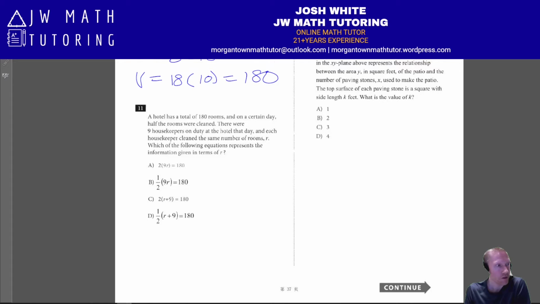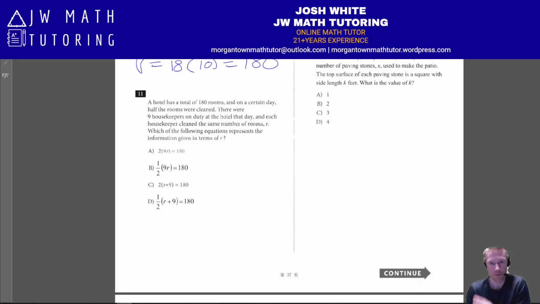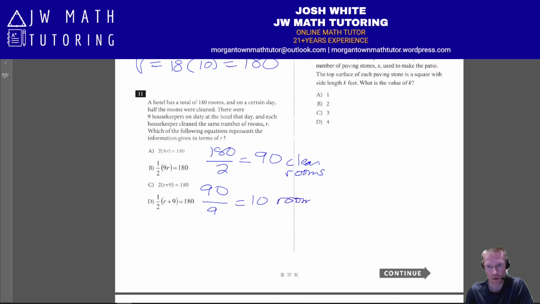Now, moving down to the problem below it. Problem number 11 here. Okay, so we have 180 rooms. Half the rooms were cleaned. So we divide 180 in half. That means we have 90, we'll call them clean rooms. There were 9 housekeepers on duty. So 90 rooms, 9 housekeepers. That means 10 rooms per housekeeper.